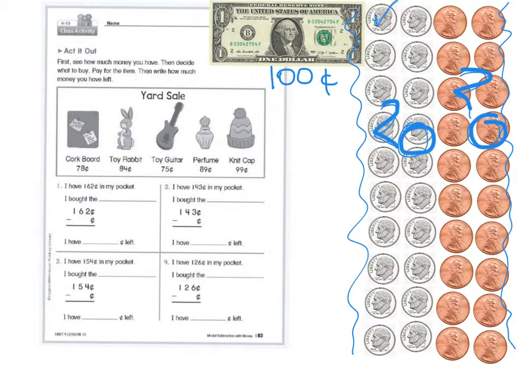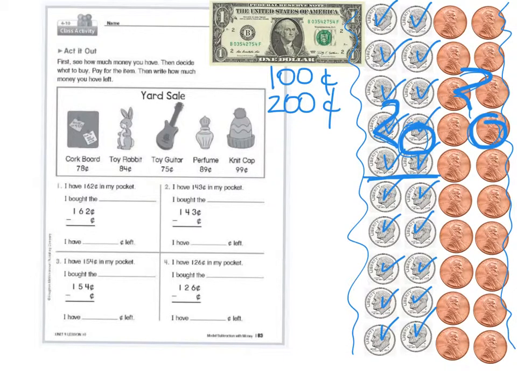So here we go. 10, 20, 30, 40, 50, 60, 70, 80, 90, 100. So I just counted 10 dimes, and I know 10 dimes is the same as 100. 10 tens is the same as 100. So that's another 100. Then I have another 10, 20, 30, 40, 50, 60, 70, 80, 90, 100. So I have 200 cents all together with my dimes. So I have 100 cents for my dollar plus 200 cents for my dimes.